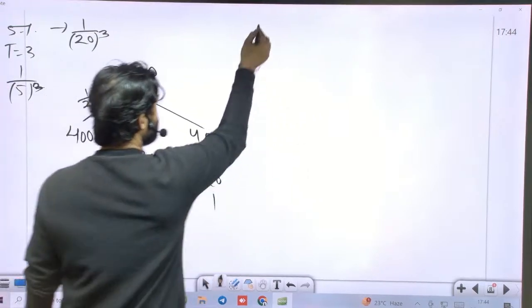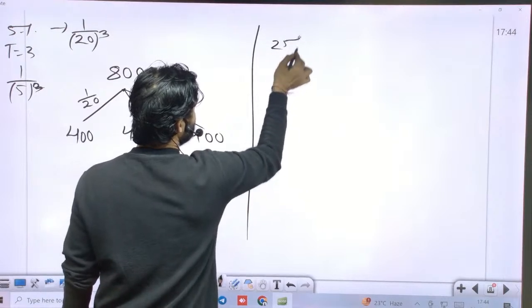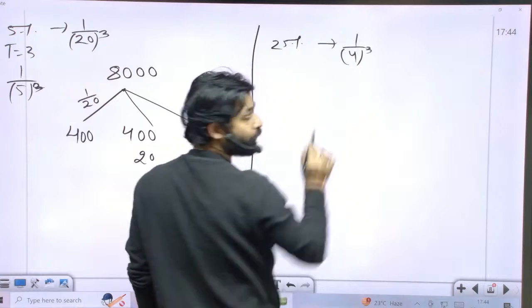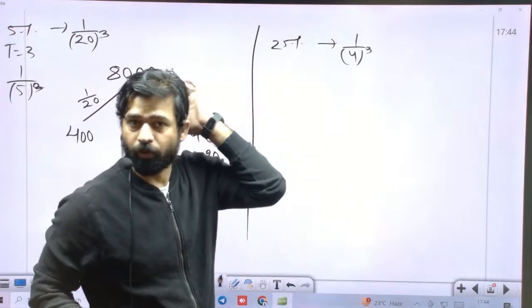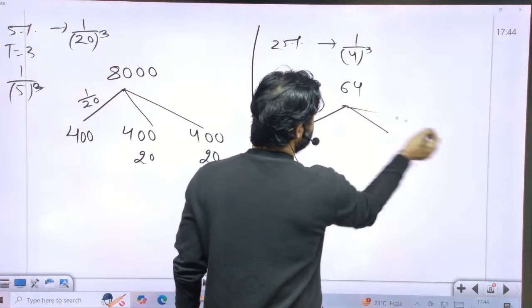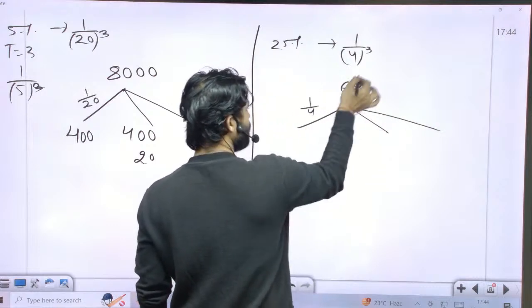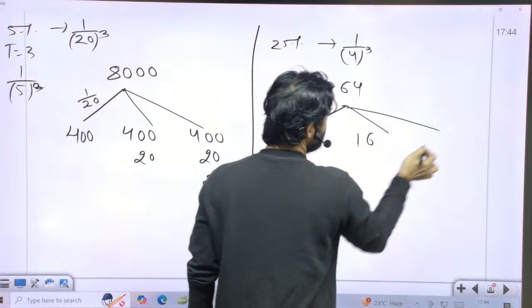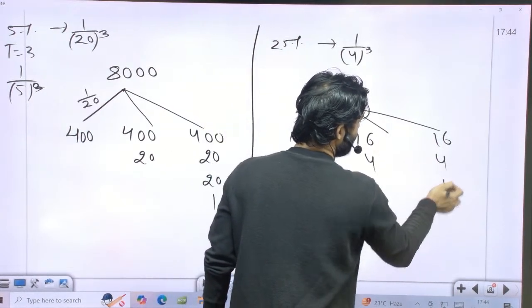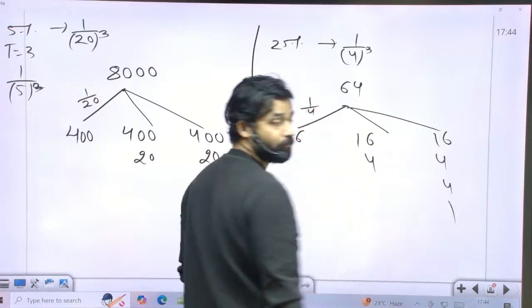The rate of interest was 25%. So the fraction of 25% is 1 by 4. We have to cube it, so the cube of 4 is 64. Then we have to collect the interest, 1 by 4. So 16, 16 and 16. 1 by 4 of 16 is 4, and 4 and 4. 1 by 4 of 4 is 1. Done.